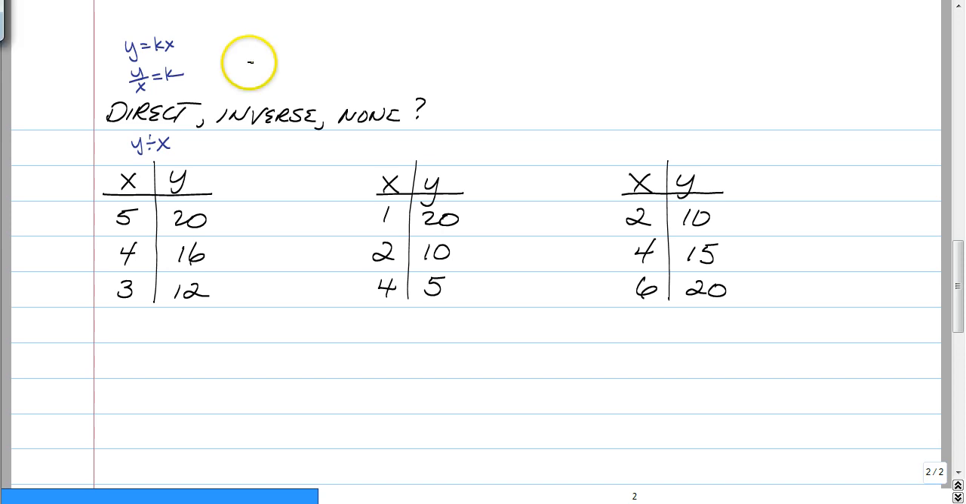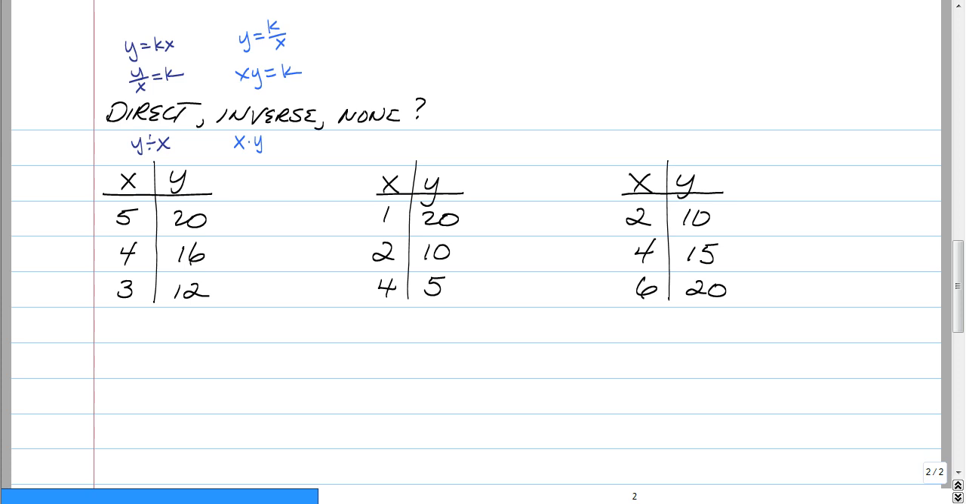For inverse, remember, inverse is y is equal to k over x. So if we were to solve for k, we'd multiply both sides by x, and we would get xy is equal to k. So to check if something is an inverse, all we have to do is multiply x times y, and if all of those are equal to k, then we will have inverse. And none is if the pattern doesn't work.